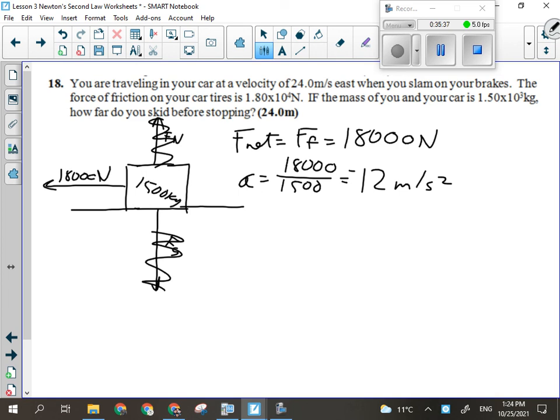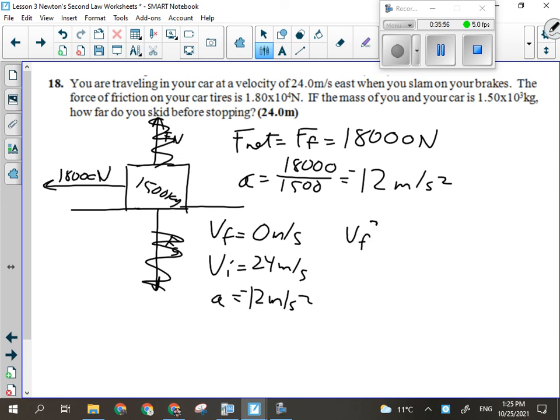All right, so I need to now calculate my displacement. The other things I have are VF, I come to a stop, VI, 24 meters per second, and I just calculated acceleration, 12 meters per second squared, and it's backwards. So this formula has everything I have and the thing I'm looking for. Could I solve this in more than one step? Yes. Why would I? I would want to solve this in one step.